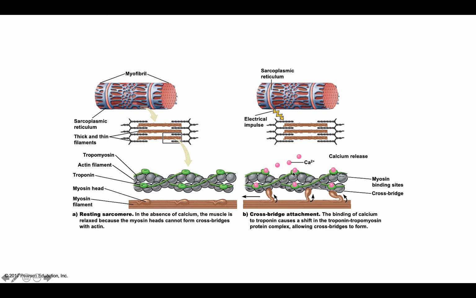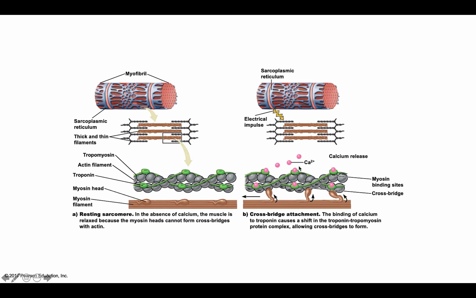So this is a little bit of what I was just talking about with troponin having a binding site for calcium. So here we see the effect of calcium on troponin and tropomyosin. When calcium is present, it binds to troponin and changes the shape of the entire protein complex, revealing the myosin binding sites on actin. And then myosin can bind to actin. Okay? Cross bridges can form when tropomyosin and troponin are bound to calcium.